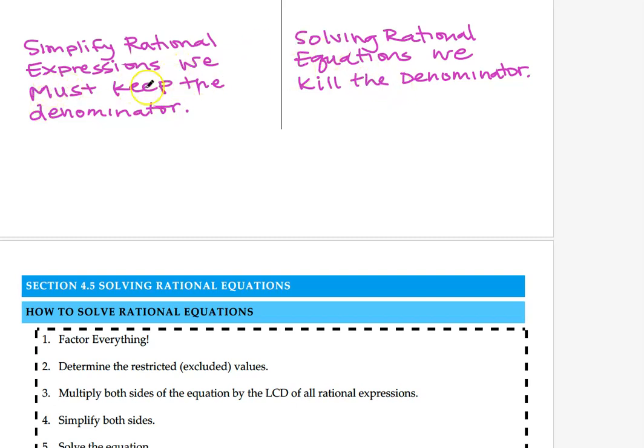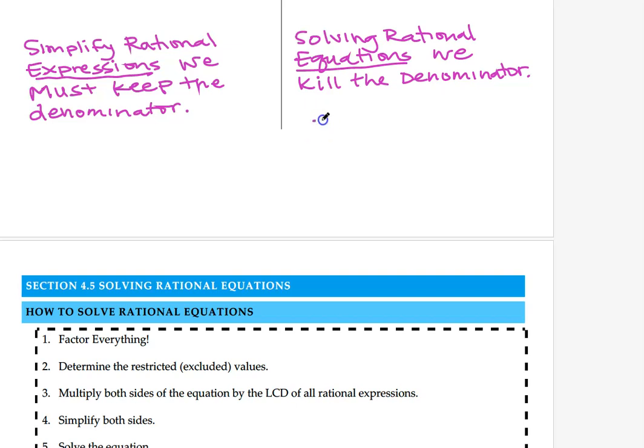So let me ask you this. What is the difference between an expression and an equation? An equation will always have an equals. An expression doesn't always have to have that, I believe. Yeah, it never has an equal sign in it. So yeah, you're exactly right.